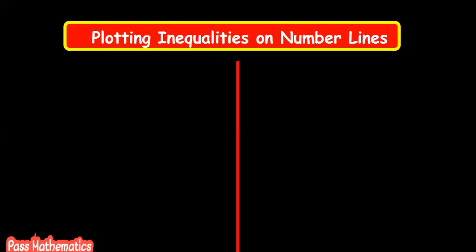Hello, in this video, I'm going to teach you how to plot inequalities on number lines. The number line is a horizontal line having numbers written on it at intervals to show the values of linear inequalities. You need to understand this, and the numbers written on the line can either be 0, positive, or negative.